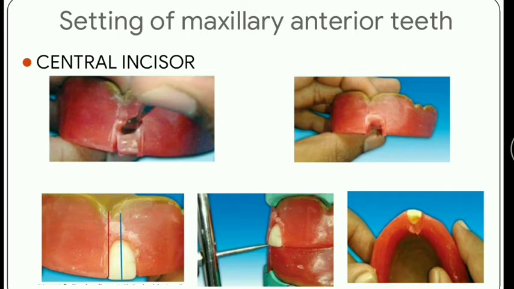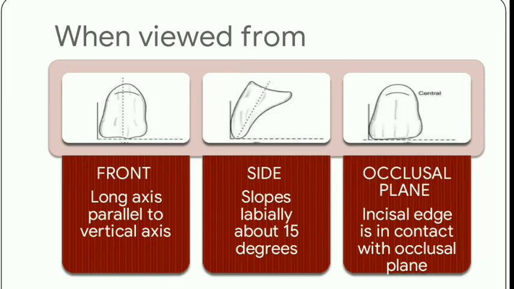And the central pin of the articulator will point to the meso-incisal edge of the central incisor. When viewed from the occlusal aspect, the outline of the incisal edge of the central incisor should follow the outline of the maxillary occlusal rim. When it is viewed from the front aspect, that is the labial aspect, the long axis should be parallel to the vertical axis. This is the long axis and this is the midline.